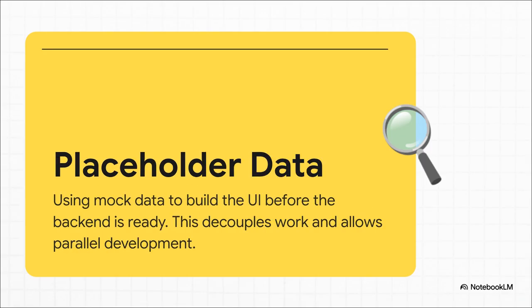Okay, next step is something that seems small but is actually a game changer: placeholder data. This teaches you one of the most important lessons in modern development, which is decoupling. By using this fake mock data, the front-end team can go and build the entire user interface without having to wait for the back-end team to be ready. It lets people work in parallel, which is absolutely essential for shipping software fast.